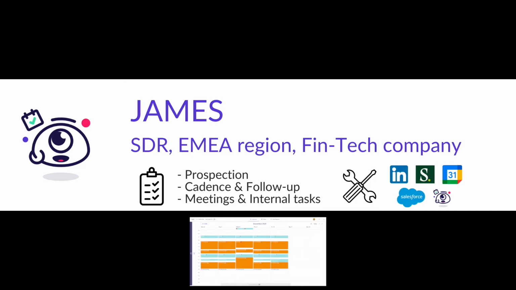On a typical week, he spends about 10 hours on prospection, 16 to 18 hours on email cadences, calls, and follow-up, and the rest on schedule management, team meetings, and internal tasks. His preferred tools are LinkedIn, Salesforce, SalesLoft, Google Calendar, and Kosmotime.